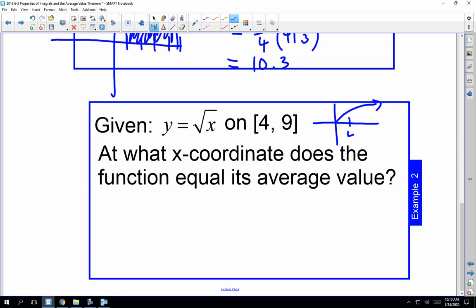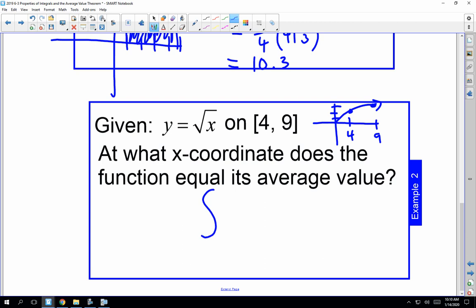Now 4 to 9 here, 4 to 9. So the outputs would be 2 and then 3. This is up 2 and then up 3. So if I were to plug in 4, I would get 2, and if I plugged in 9, I would get 3.